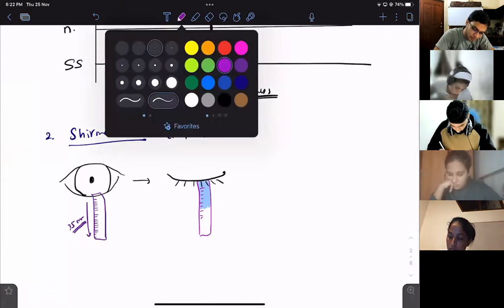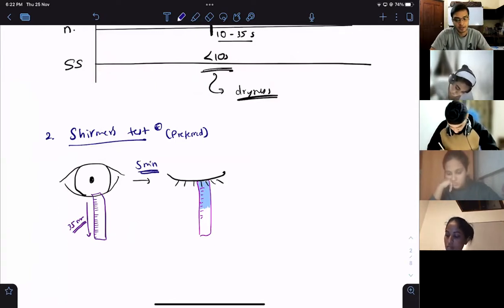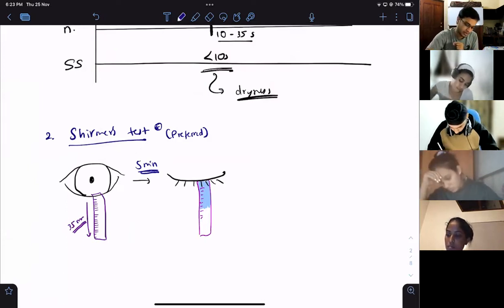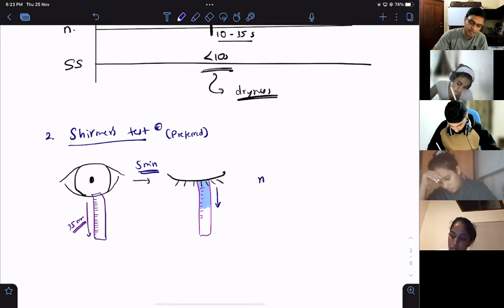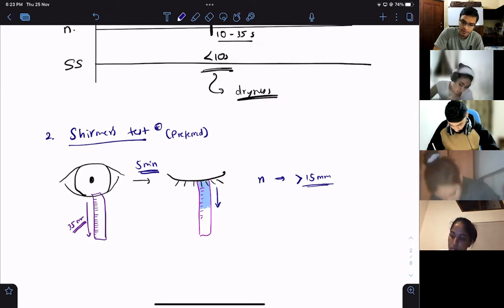Now, after 5 minutes, guys, we do this test for 5 minutes. After 5 minutes, we are going to assess how far this tear has reached in the filter paper. This is what we are going to assess. Normal range, in a normal person, is going to be more than 15 millimeters after 5 minutes.